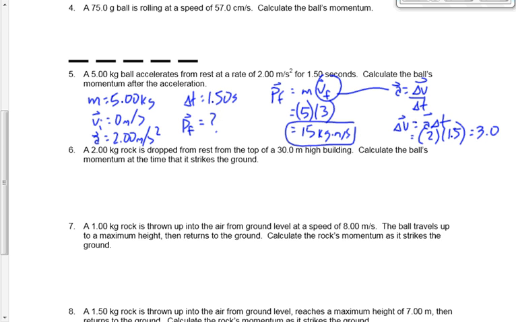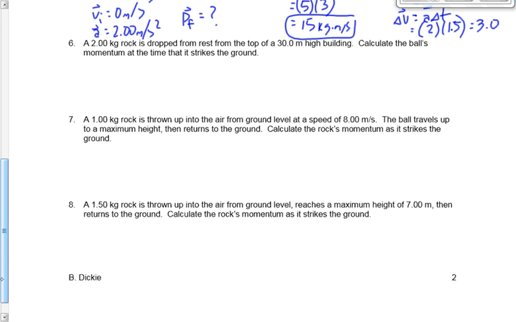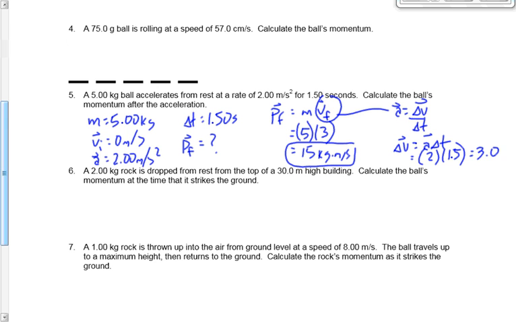Question 7. A 1 kilogram rock is thrown into the air from ground level at a speed of 8 meters per second. Okay. Yeah, go ahead. Back to number 5. Oh, okay. I see what you mean.